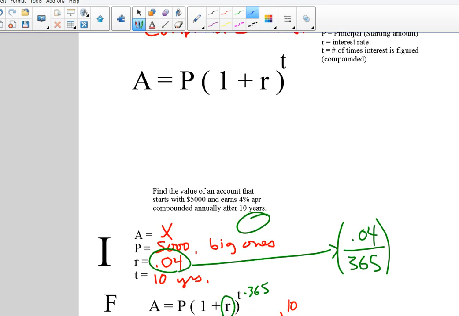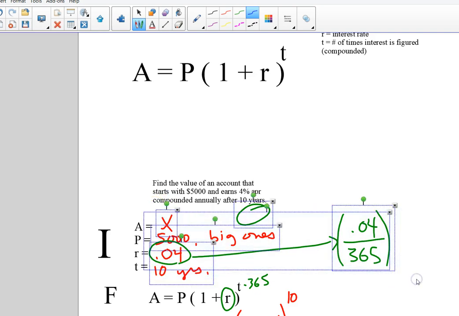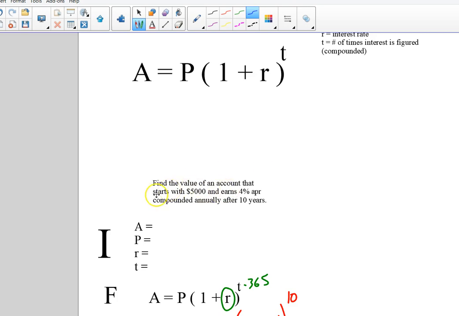But can I physically put my information through the formulas? Find the value of an account that starts with $5,000 and earns 4% APR compounded annually after 10 years. So compounded annually, find the value of the account. We don't know what that is, so that's X. Principal is $5,000, the amount that I started with. The rate is 4% APR.